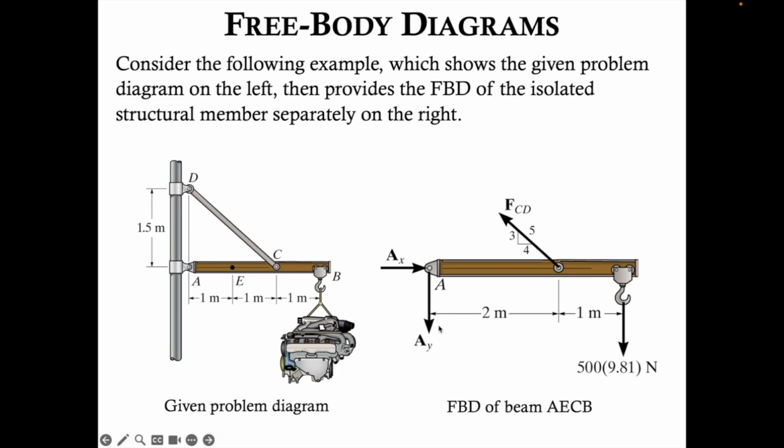We have A sub x and A sub y, these support reactions at A. And since we have this connecting rod here, a 2-force member, we have this force F sub CD acting at this point on the beam. We have all the dimensions labeled. The direction of this force vector is labeled through the use of a slope triangle. We have the weight of the engine, which is an applied force. So this is a complete and proper free body diagram of the beam AECB.